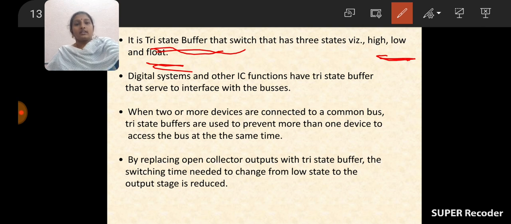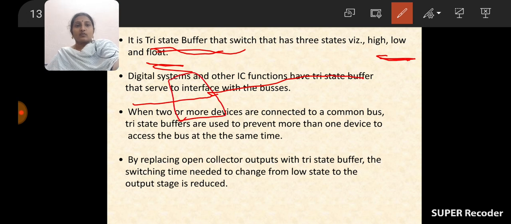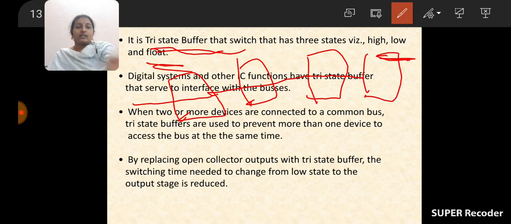For example, see here, one bus is there. In this bus, four devices are connected to receive the data. At the same time, all these devices, device 1, 2, 3, 4, would like to receive the same data. But because of an internal problem, if all four devices try to receive the data at a time, there may be a chance of getting an error. So between stage and stage, here we are using buffers.